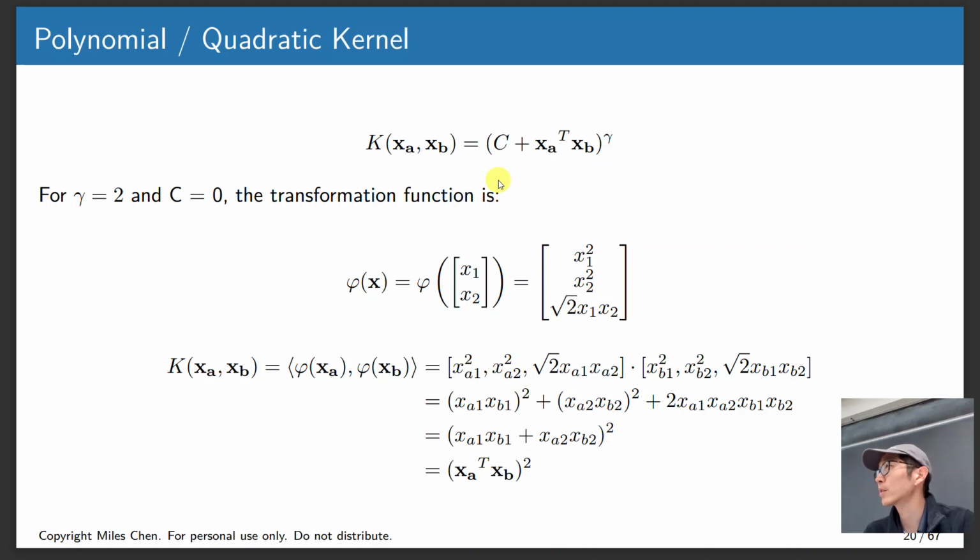Yeah, question? So inner product basically means like element-wise multiplication. Yeah, element-wise multiplication and then added up. Basically, it's your dot product. Yeah.